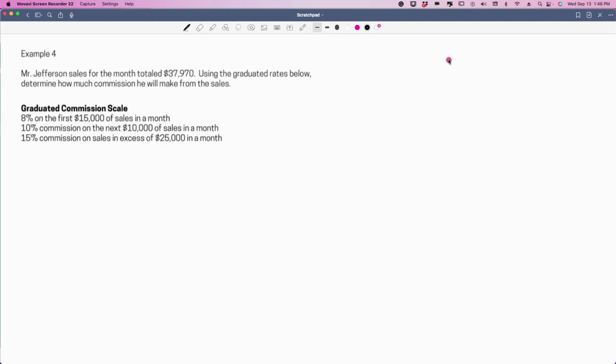So we have $37,970 is what he sold last month. Now it says 8% on the first $15,000. So we know we're going to do 8% times $15,000 because he sold more than that. So let's take away $15,000 and see what he has left. When we subtract that, we get $22,970.